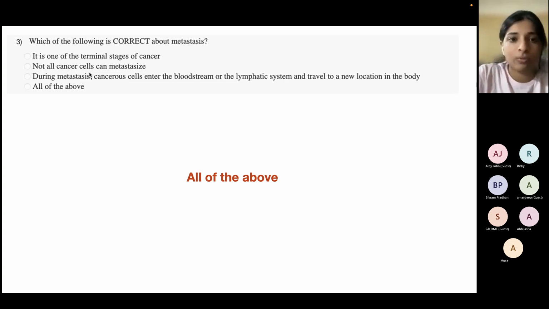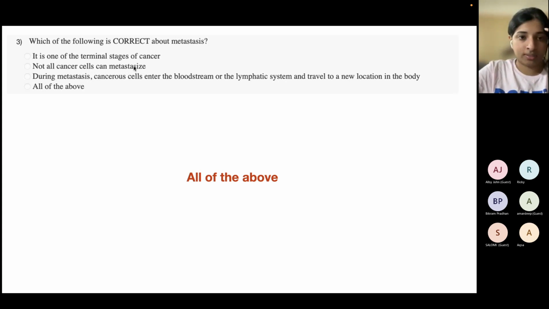Not all cancer cells can metastasize. This is also true, because only a fraction of the cells enter into the bloodstream, and only that fraction can go and finally colonize. A fraction of that can only finally colonize. So, not all cancer cells can successfully metastasize.